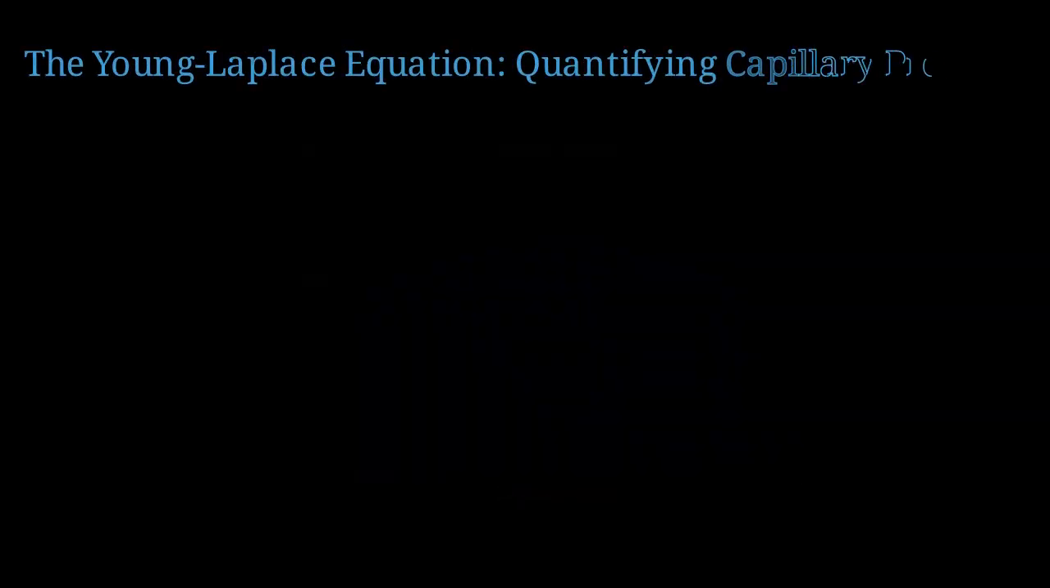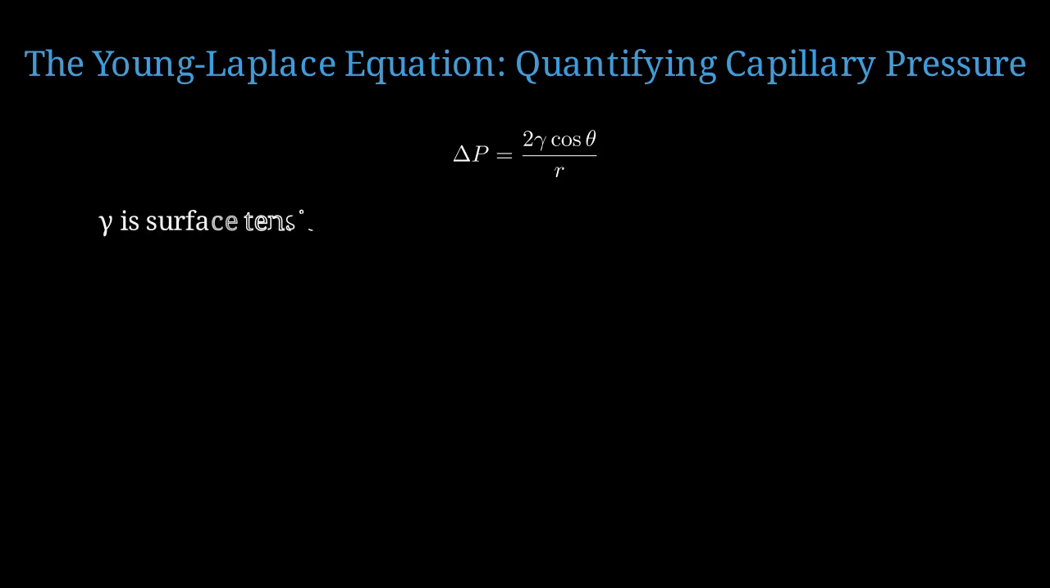Let's quantify this with the Young-Laplace equation. This is the fundamental equation governing capillary pressure. Delta P equals 2 gamma cosine theta divided by R. This equation tells us the pressure difference across a curved interface. Gamma is the surface tension of the liquid. For water at room temperature, this is about 0.072 newtons per meter.